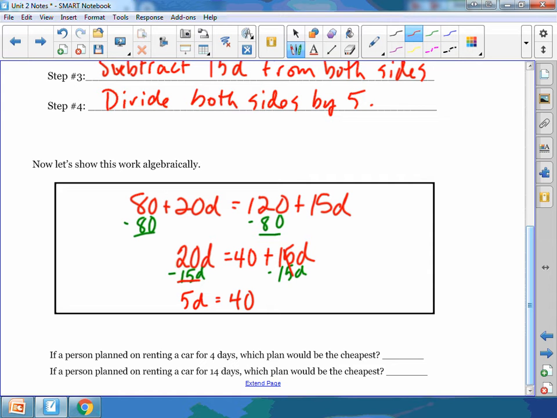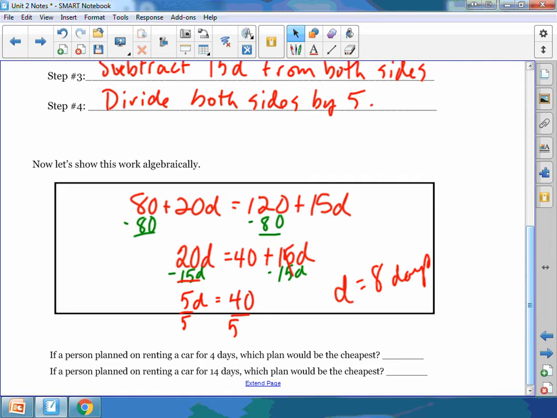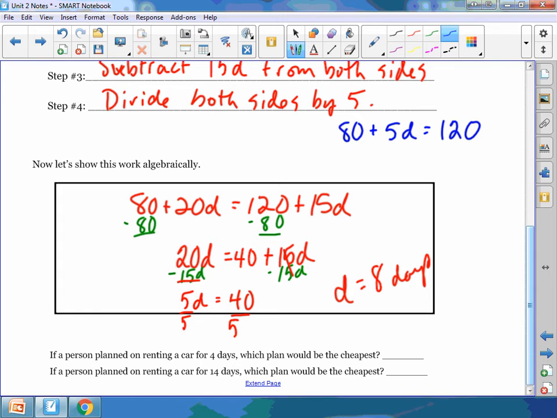So for those of you that said, and if I did that, Jack, what do I get? D equals 8. Okay, so this would say 8 days. So if I did it the other way, and I know, Ellie, you had said you would have done the 15D first, right? If I took away 15D first, then my step would look like 80 plus 5D equals 120.